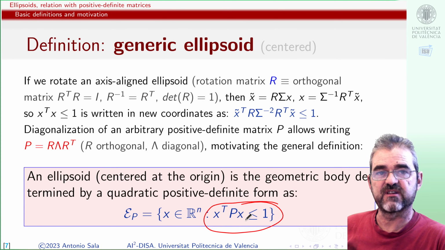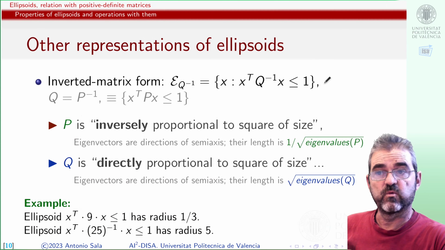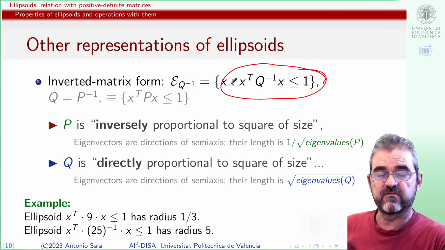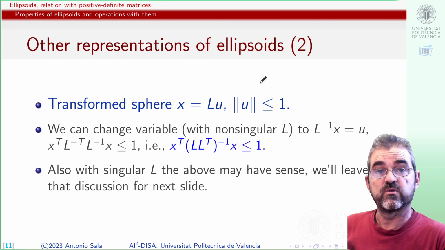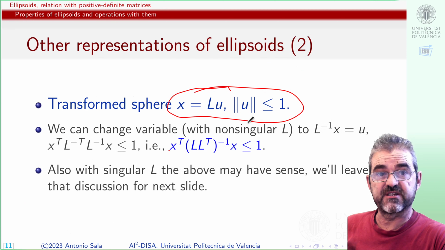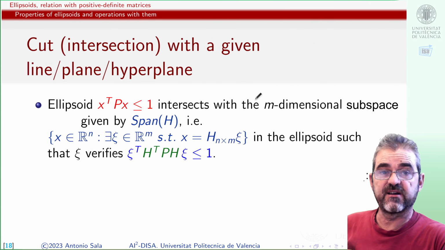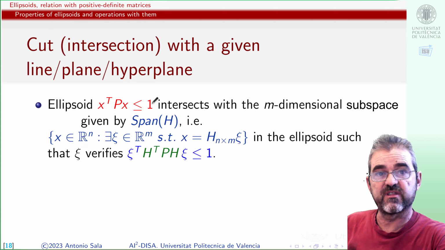P was a positive semi-definite matrix. We could describe it in inverted form with Q minus 1 instead of P, and studying the properties of Q. If ellipsoids are not degenerate, those representations are equivalent. And we also discussed a third way of representing ellipsoids, just as a linear transformation of a sphere, x equal Lu. So, which are the cuts of an ellipsoid with a given line, plane or hyperplane?